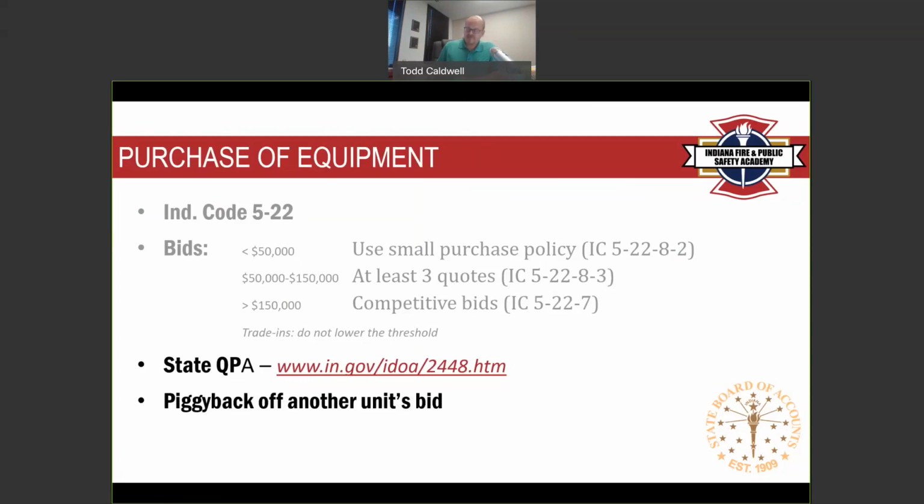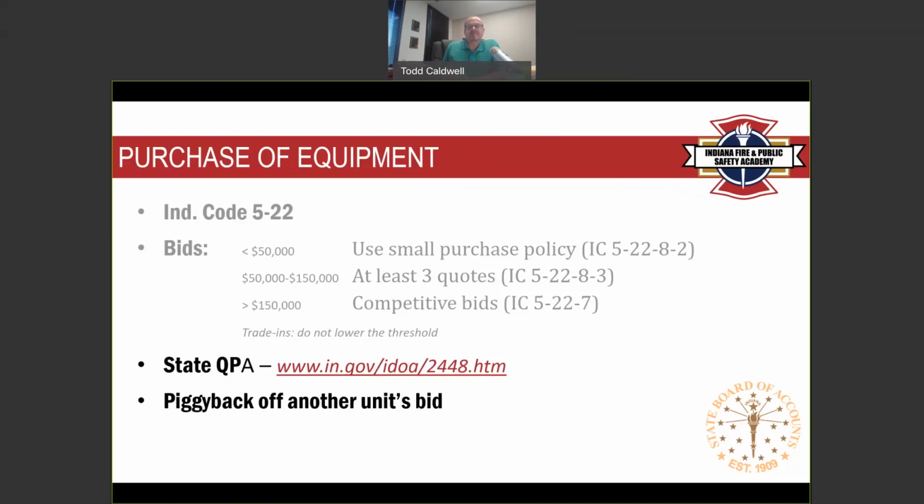Then you can also piggyback off of another unit's bid to purchase something if you have an interlocal agreement in accordance with Indiana Code 36-1-7-12. So if your neighboring city bought a fire truck 6 months ago and now you need one and you liked what they purchased, you'd like to have the same thing, all you would need is an interlocal agreement between your unit of government and the neighbor, and you can purchase the same truck at the same price. You don't have to go through the whole bidding process all over again. You can rely on the bidding process that the neighbor did.